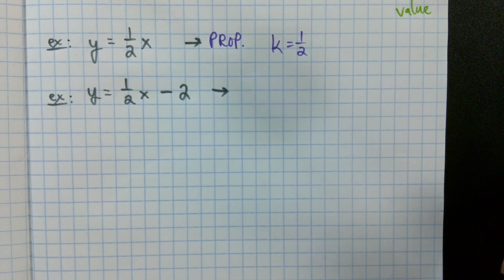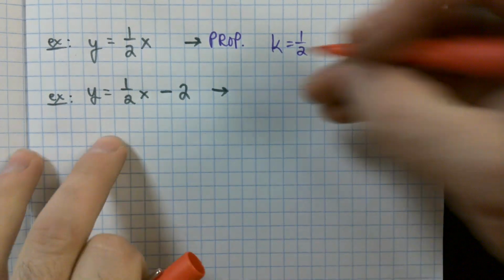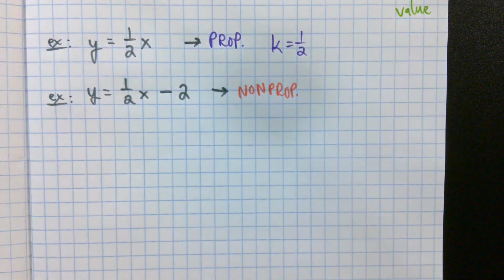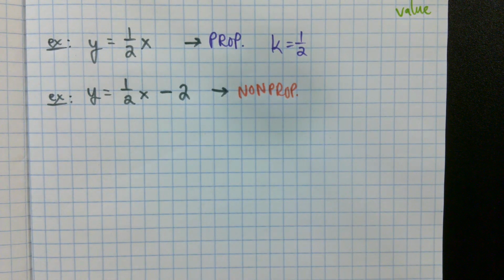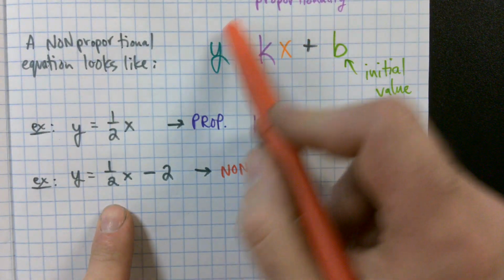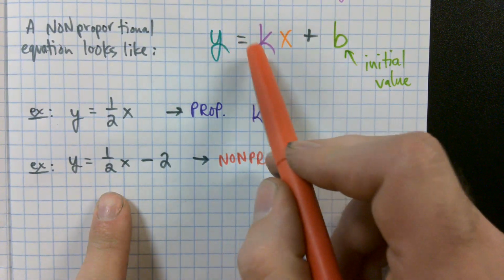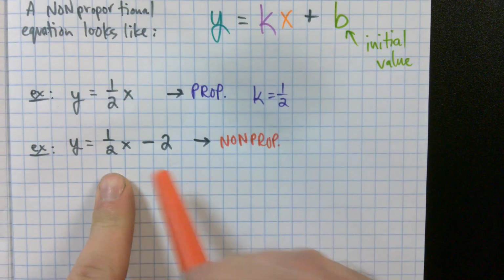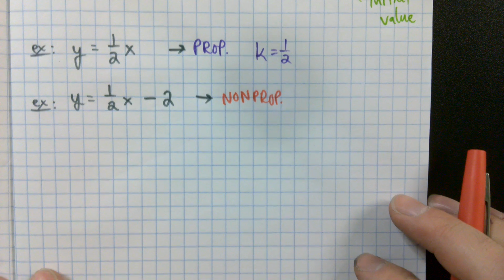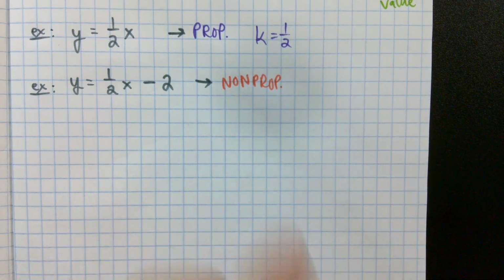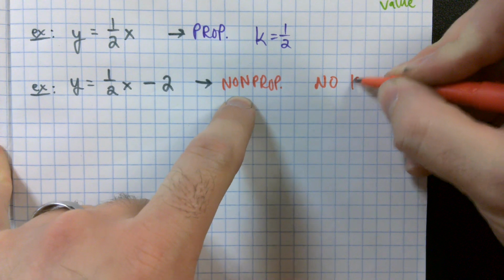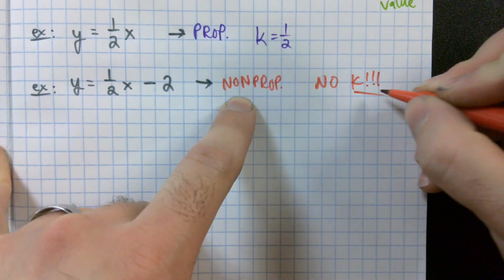Good. I see a whole lot of thumbs down now. That's exactly right. What makes this non-proportional? How can you tell just by looking at it that it's non-proportional? Vincent? The 2 at the end, right? This formula follows this pattern. Y equals kx plus, in this case minus, but it doesn't matter, that extra number on the end. That makes it non-proportional. When it's non-proportional, there is no k value.